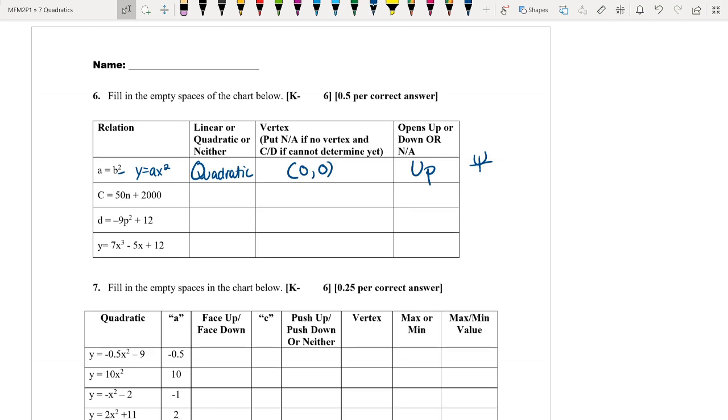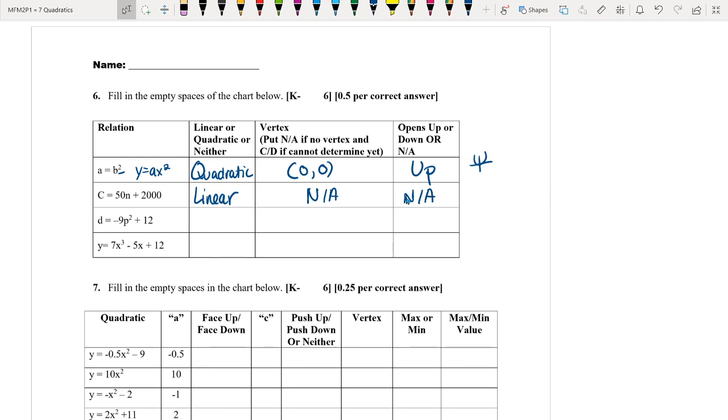All right, the next one is c equals 50n plus 2000. This is a first degree equation, and therefore it is linear. By first degree equation, I mean the highest exponent is 1. There is no vertex, and so I will put not applicable. It does not open up or down because it's not a quadratic equation, it's not a parabola.